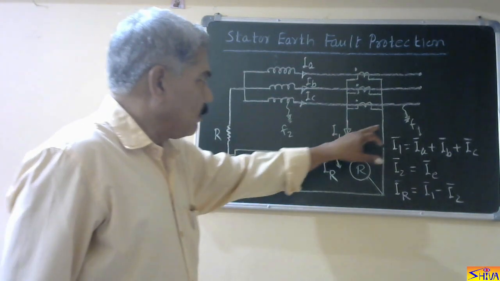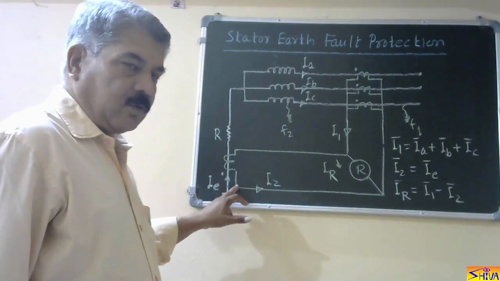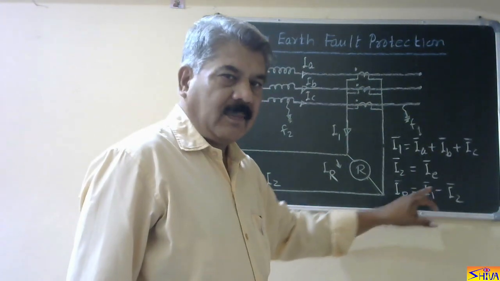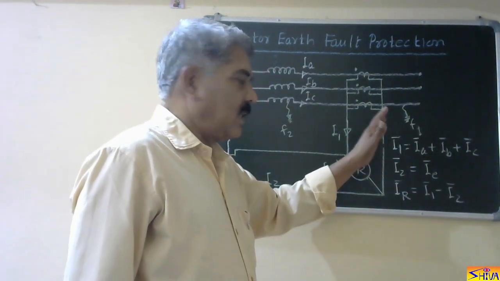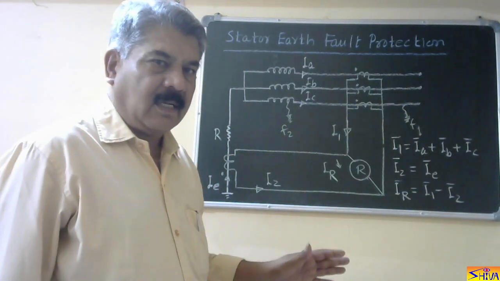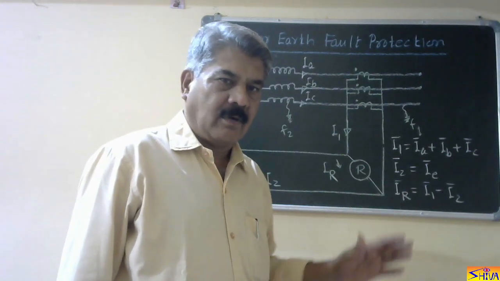So if we consider this current as IF1, this current will also be IF1. So IR will be IF1 minus IF1, that is 0. So for external earth fault also, this scheme or this relay is not operating. So it is not unrestricted earth fault protection.